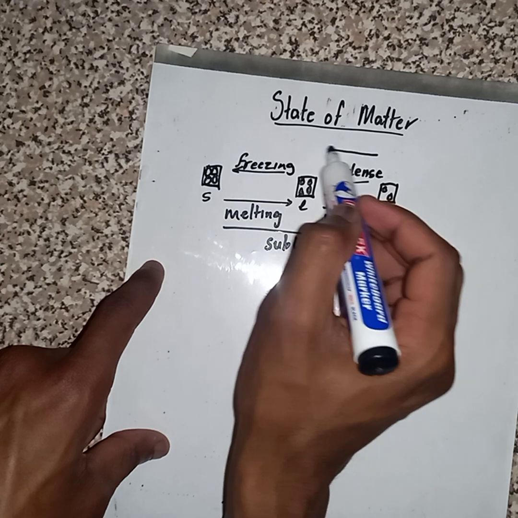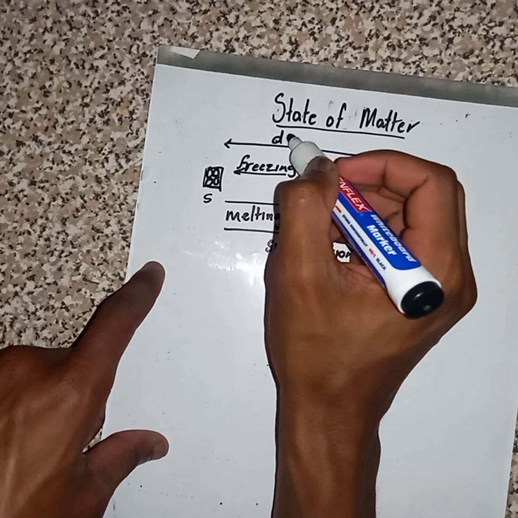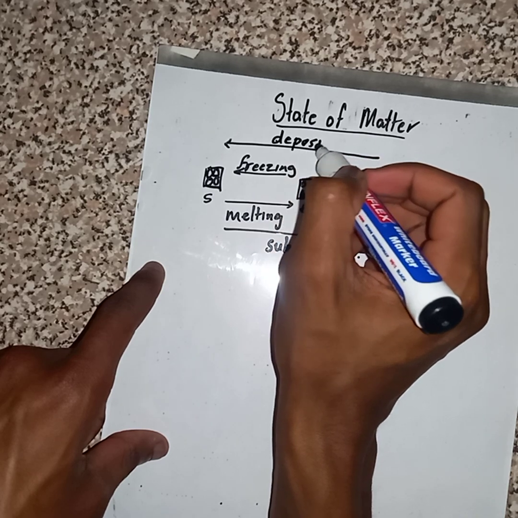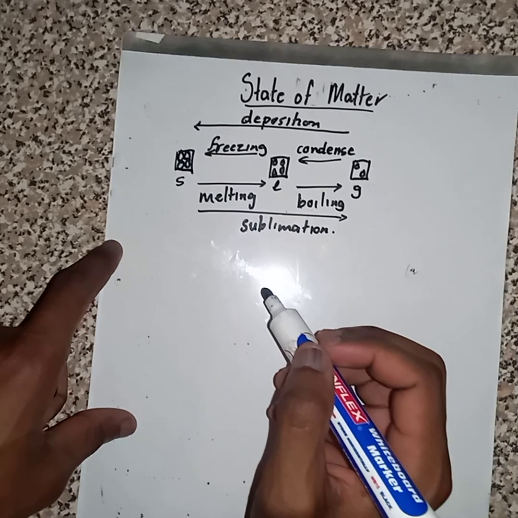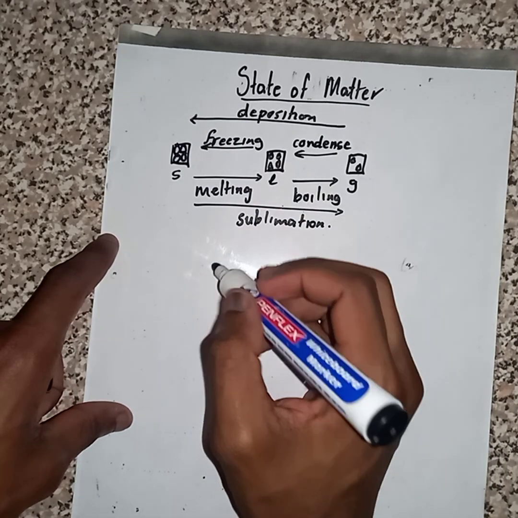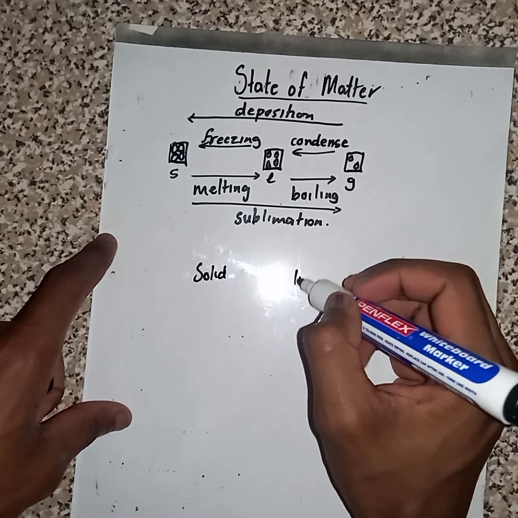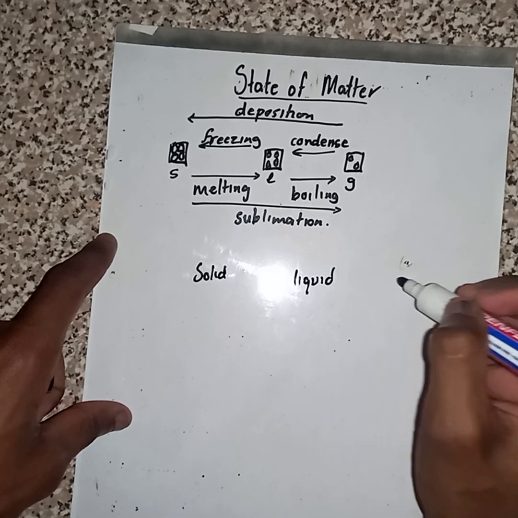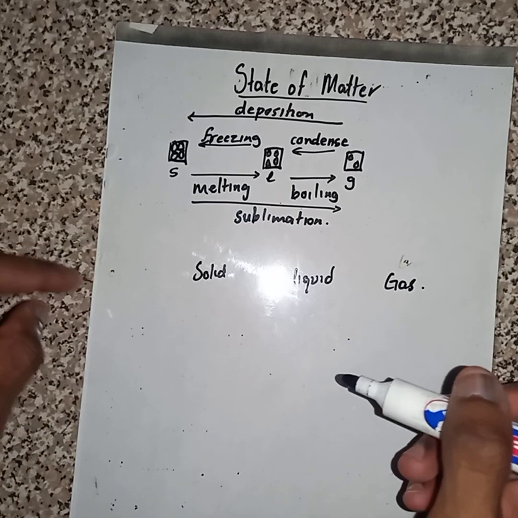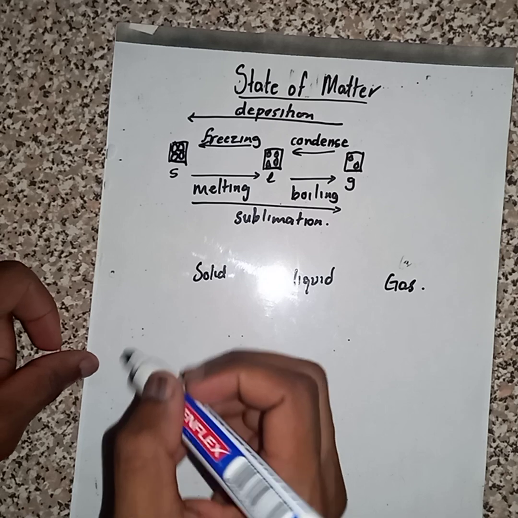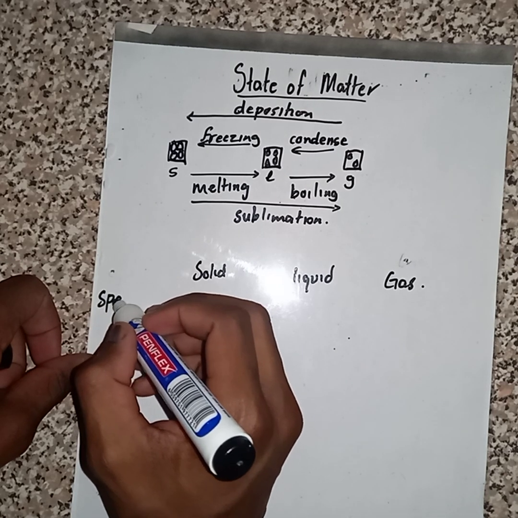Then now from gas straight to solid, we call it a deposition. See, we have three phases of matter: solid, liquid, gas. Let us now compare these three phases using what? Space.